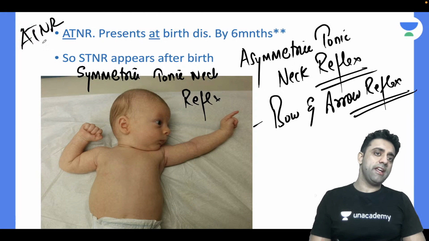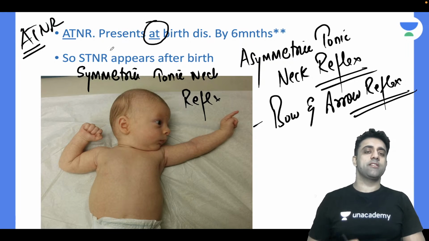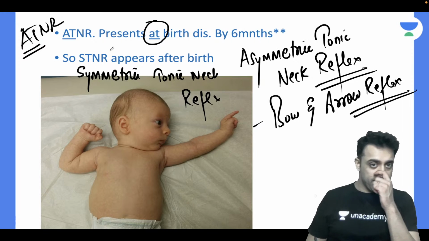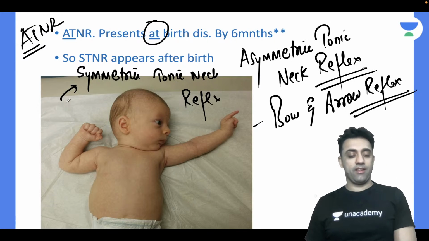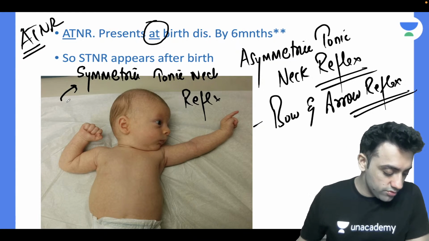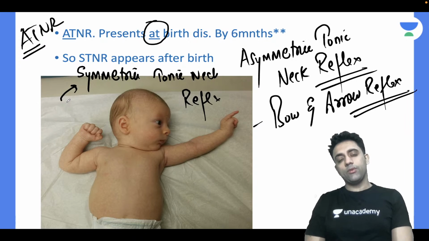So remember, ATNR is present at birth. The symmetric tonic neck reflex is one neonatal reflex which is not present at birth. It presents later in life. Someone asks how to treat it. No dear, there is nothing to treat.